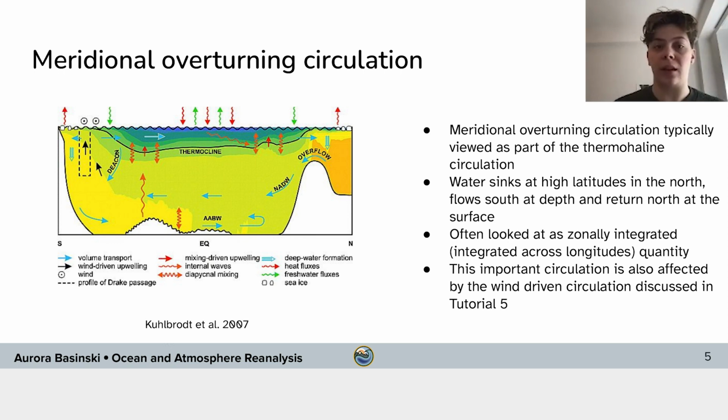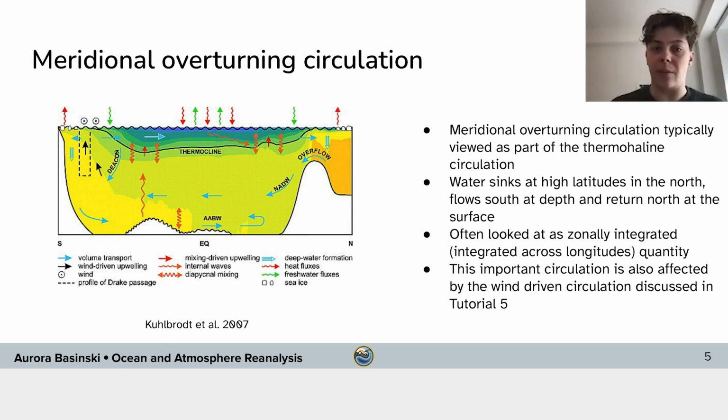So generally speaking, we see that there's an upper cell and a lower cell. We're really only going to focus on the upper cell here. And in the upper cell of the circulation, water flows northward, it sinks in the North Atlantic, and then it returns southward at depth. And that's why this is called the meridional overturning circulation. Meridional means that it's in the north-south direction, and we can see that it overturns in the sense that it sinks in the North Atlantic and then returns at depth, and then comes back up to the surface in the Southern Ocean.